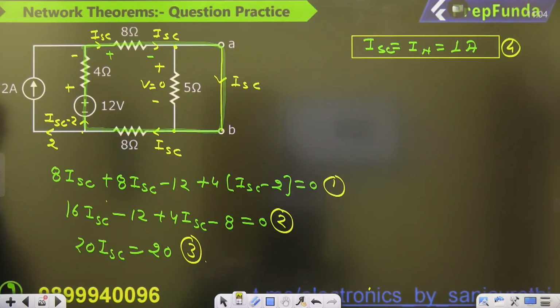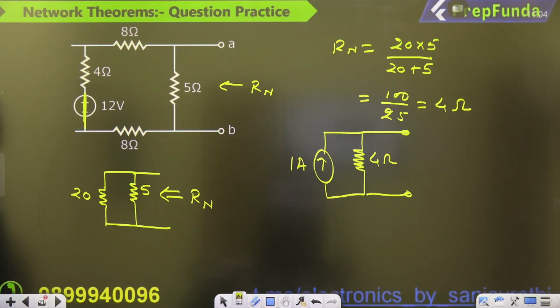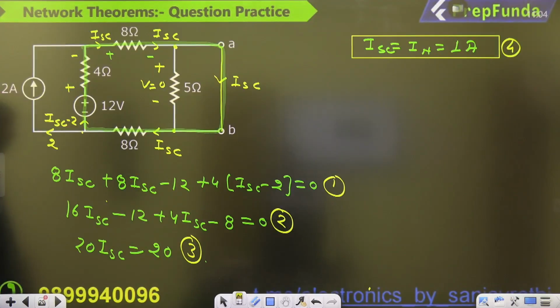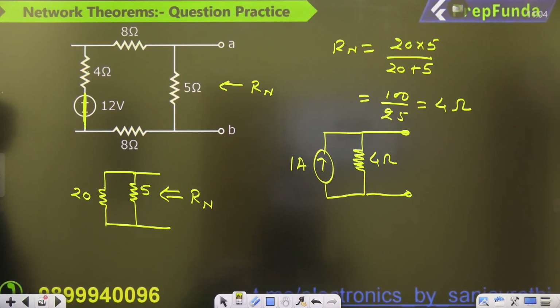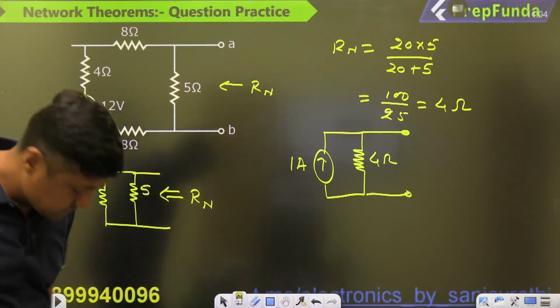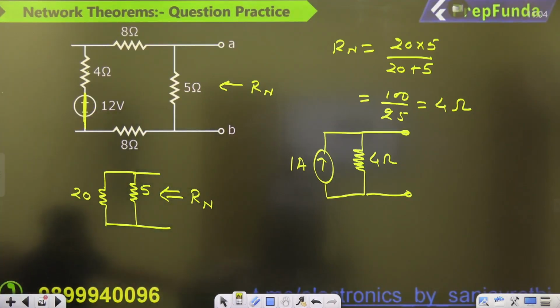Easy. Pause, watch the recorded lecture and try to solve. Pause the video, solve it, then go for the solution. So this is the fourth equivalent, 1, 2, 3 and 4. So this is the question, 2 questions, Thevenin's and Norton's with independent sources.